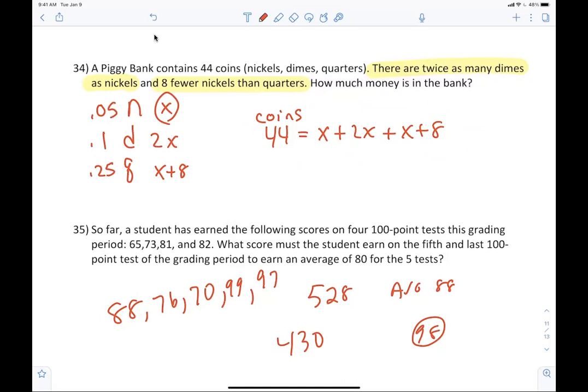Yes, we're definitely going to get to that. So X, in this case, and that is on the test, all right? So 44 is equal to 4X plus 8, right? So 32 equals what?